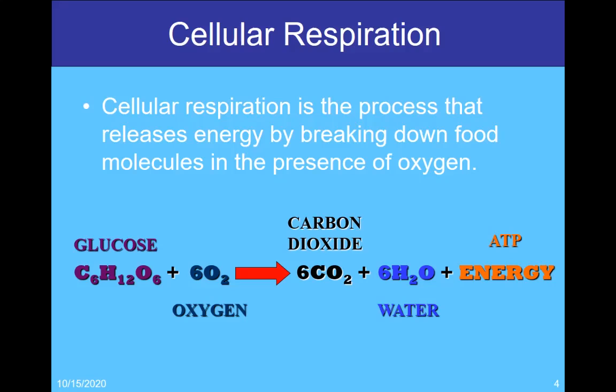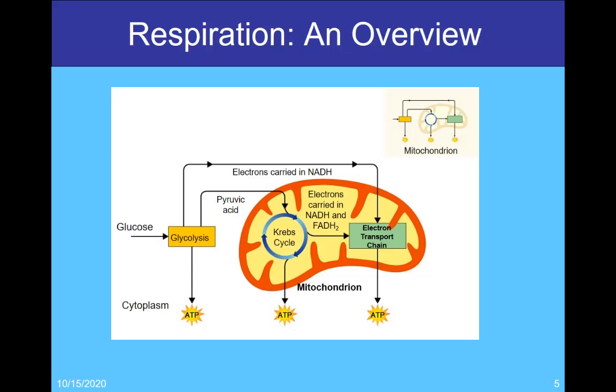All right, so now we're going to go ahead and take a look at the overview of cellular respiration. Now, there are three parts to cellular respiration. We've got glycolysis, this first one, and then we've got the Krebs cycle and the electron transport chain. Now, notice the label here of mitochondria. That's the singular for mitochondria.